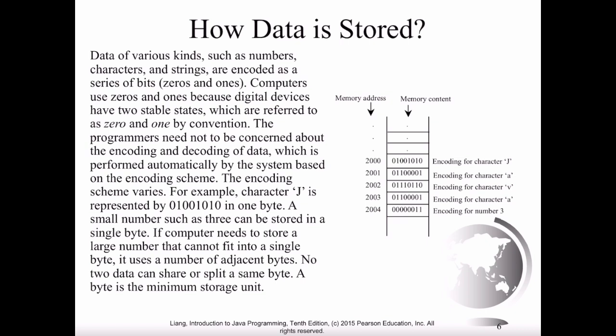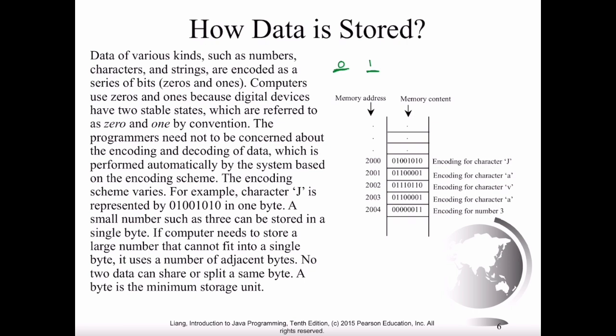There are various kinds of data that are stored in a computer, for example, numbers, characters, and strings, and they are stored in the computer as bits, which is 0 and 1. 0 means off and 1 means on.